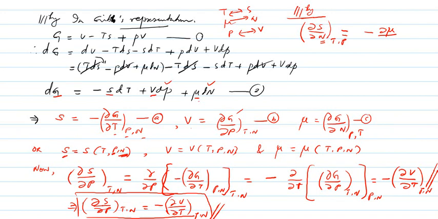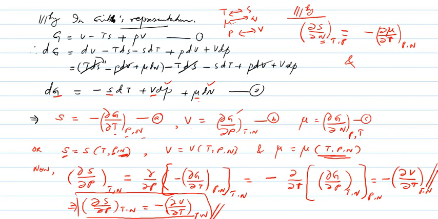If it is S here, then what should be here? It should be T here. So ∂μ/∂T with P and N constant. You can see that the natural variables of μ are T, P, N. Please see that you get this equation in the same manner by inverting the order of differentiation.